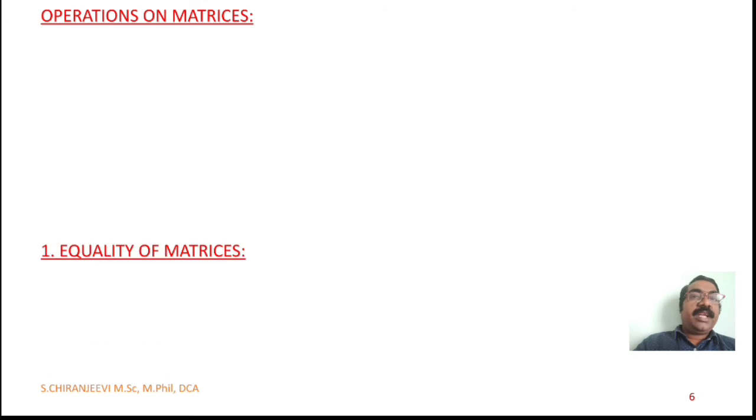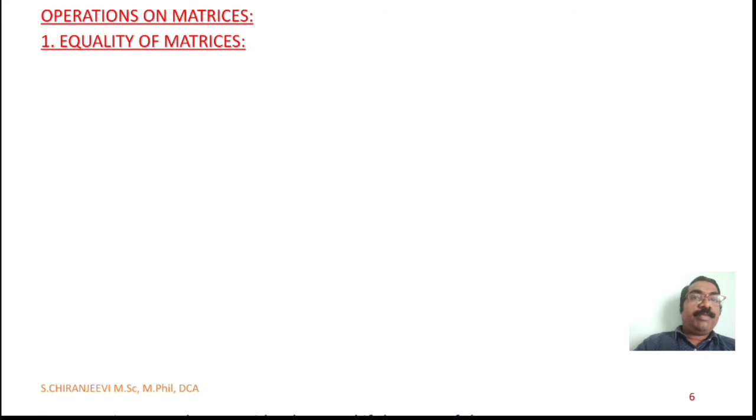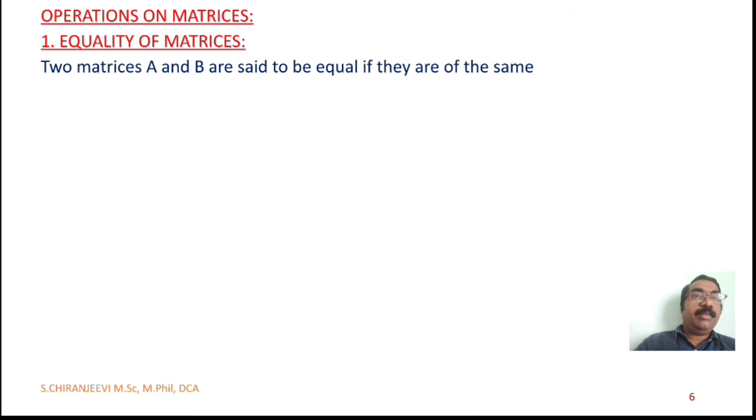Next, operations on matrices. First one, equality of matrices. Two matrices A and B are said to be equal if they are of the same order and if the corresponding elements are equal. So here for equality, two matrices need to have same order.